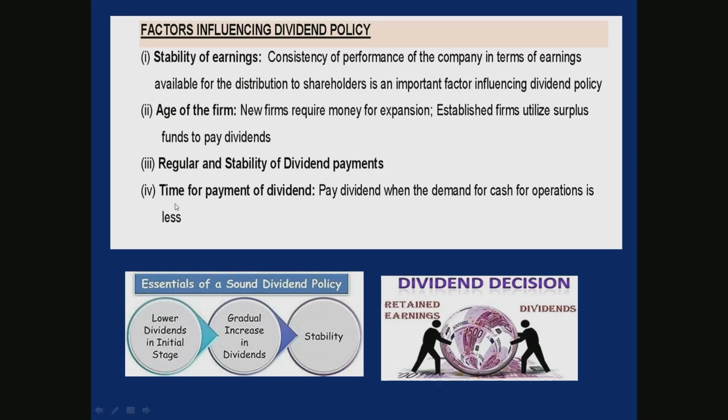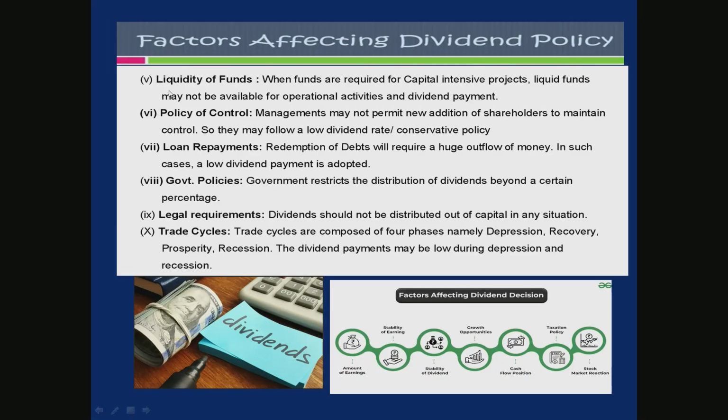Time of payment of dividend. When the company is going for an improvement or its cash demand is high, the company pays lesser cash dividends, whereas if the company has surplus cash, it would go for cash dividends. Liquidity of funds. The availability of cash for distribution of dividends is a very important determining factor. If the company has already engaged itself in capital intensive projects of construction, then they may not have adequate funds to distribute dividends. They may go for bonus dividends.